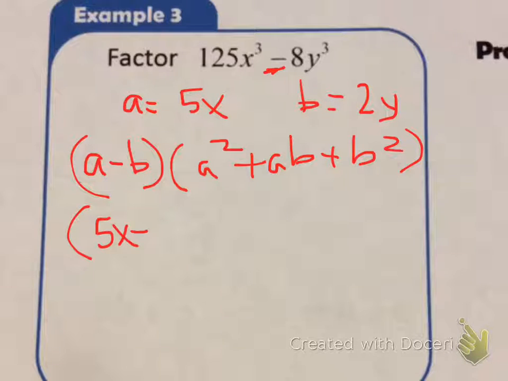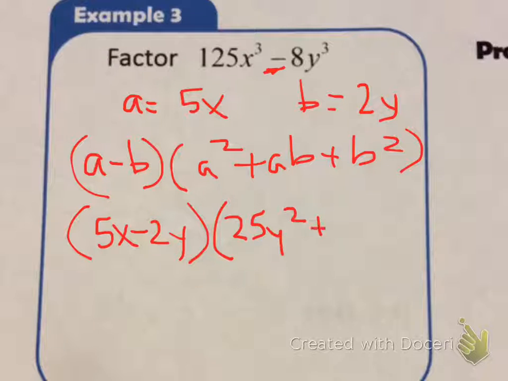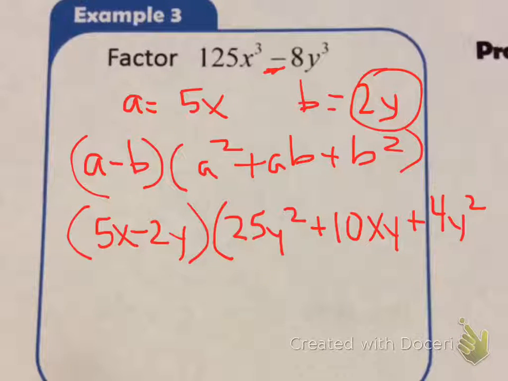So 5x minus 2y, square that a value so you get 25x squared. Do a times b to get 10xy, and then plus b squared. You're going to square that whole value there, which is going to be 4y squared for your solution.